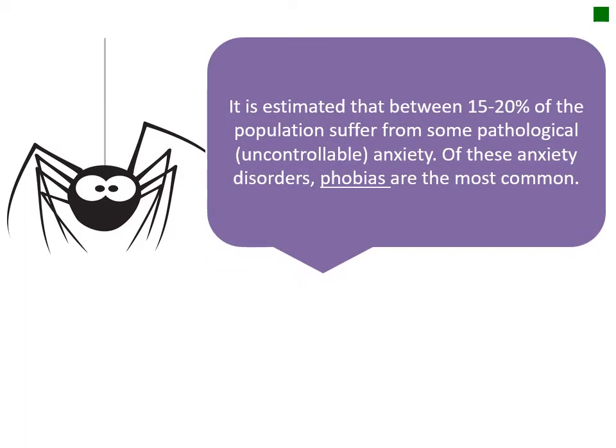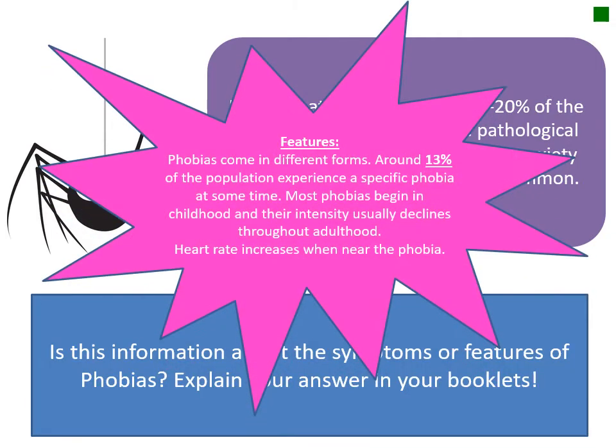Okay, just a little bit of information about phobias then. Between 15 to 20% of the population suffer from an anxiety disorder. Phobias themselves are examples of anxiety disorders. They're actually the most common, because 13% of the population are expected to suffer from a specific phobia at one time. Now, the idea is that phobias are worse within childhood. They're expected to decline as you go through adulthood.